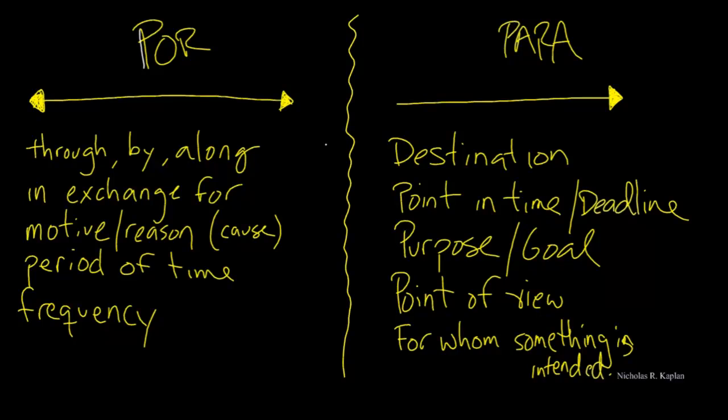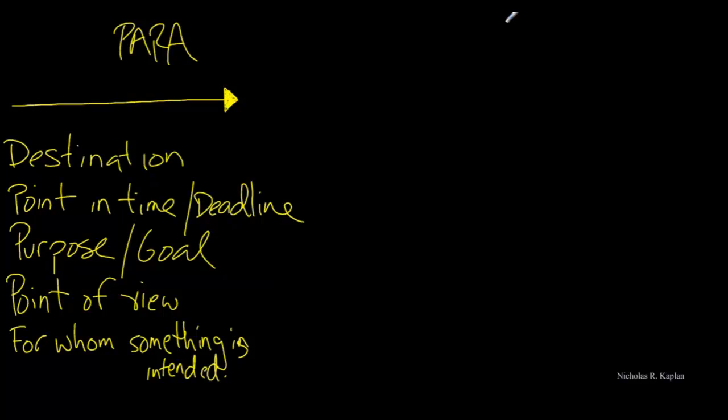Today we're going to look at two prepositions that many times get confused because they're similar. And those prepositions are por and para. Para: a destination. So if we wanted to say, I am going to the park, right? So my end result is to end up at the park.